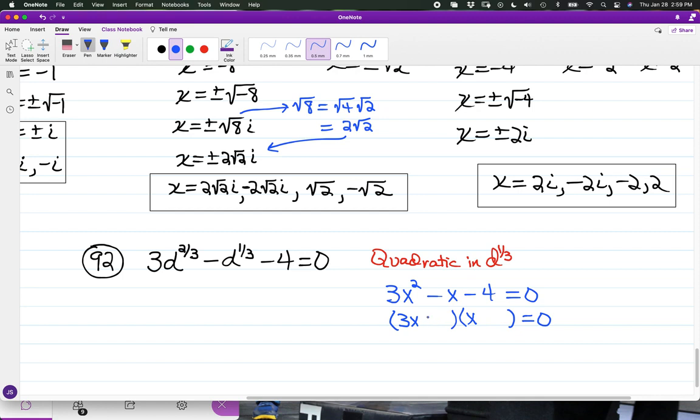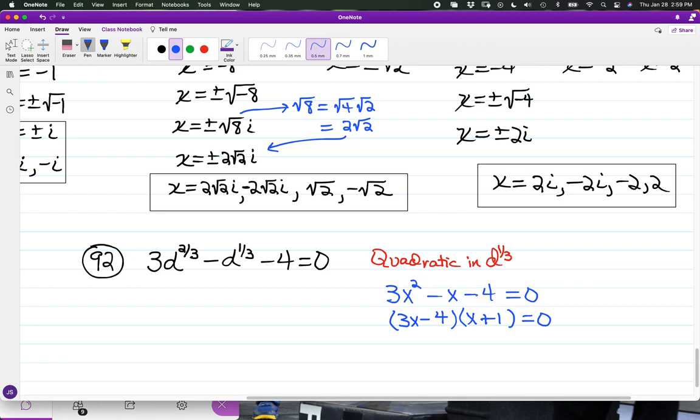The only combination here will be plus 1 and minus, let's see, no, think about another set. That is going to be minus 4 and plus 1. So you have 3x squared plus 3x minus 4x, which gets us to negative x, and negative 4 times 1 is negative 4.